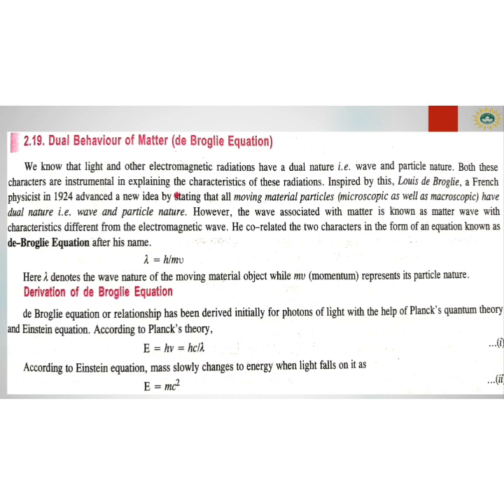That equation is known as lambda is equal to h by mv, where h is Planck's constant, that is 6.626 into 10 to the power minus 34 joule second, m is the mass of the electron, and v is the velocity. So mv is the momentum. So h divided by momentum of any substance.